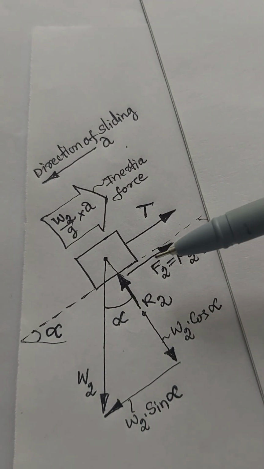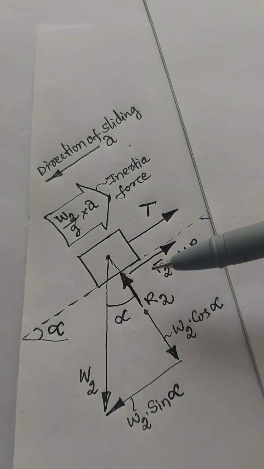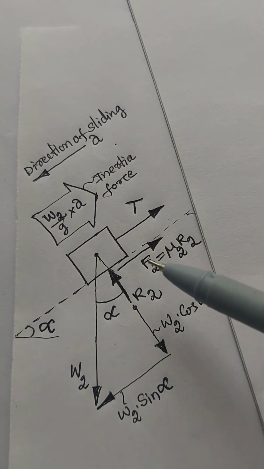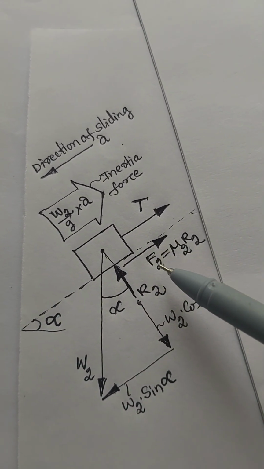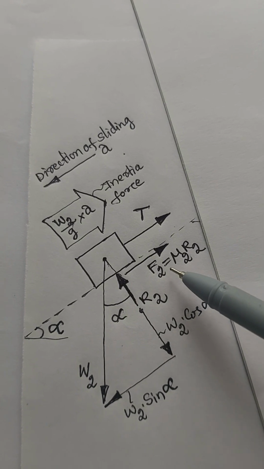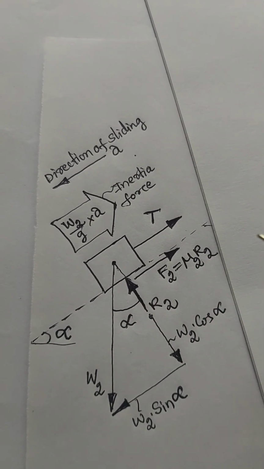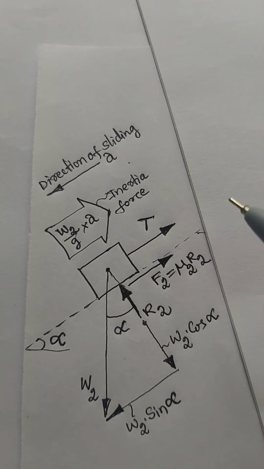Okay, at the contact surface between block 2 and the inclined surface, while it is sliding down the plane, we have to introduce frictional force opposite to the direction of sliding. That is F2 equal to mu2 into R2. Okay, this is the string tension T.